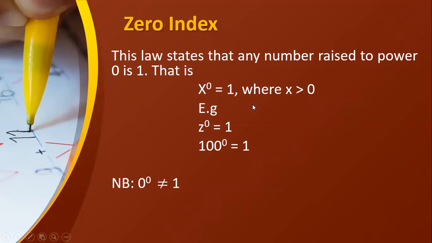What now happens if x is equal to 0? That is, when you have 0 raised by 0, that will not give you 1. 0 raised by 0 will actually give you 0. So zero index is only applicable in a situation whereby the value of x is greater than 0.